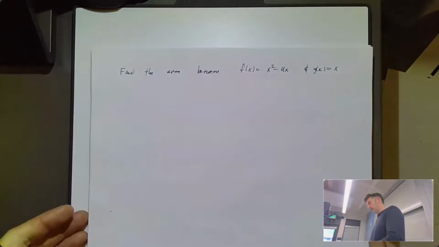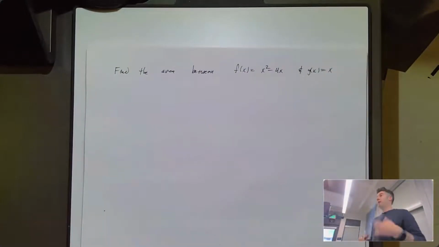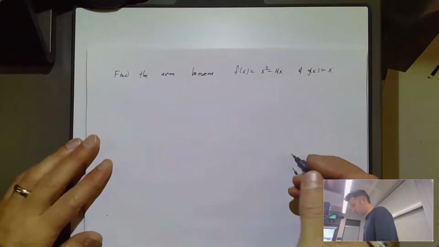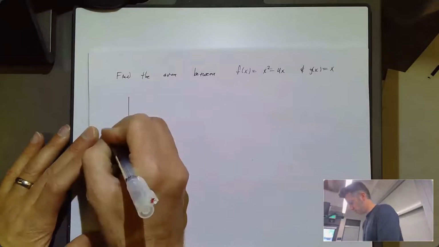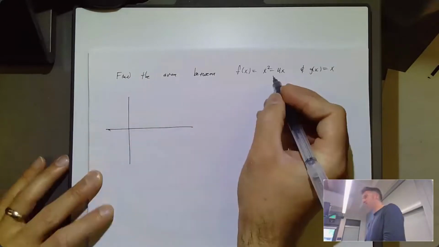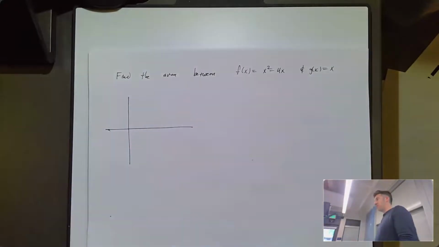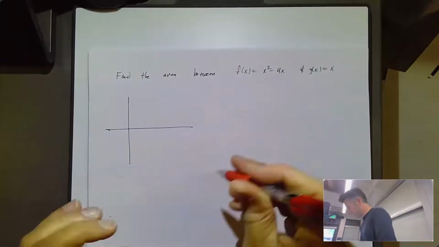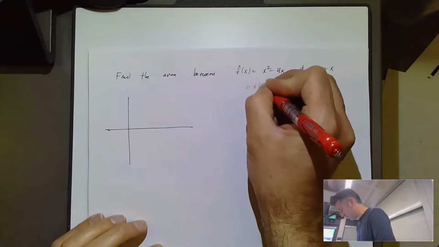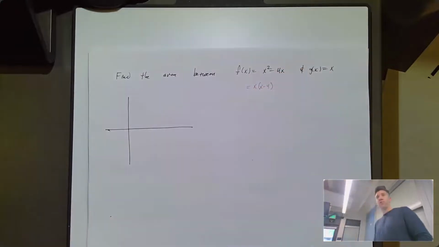And although, again, I say this all the time, you don't typically have to draw a picture, but it's also kind of nice to draw a picture. So let's draw a picture. X squared minus 4x, I know is a parabola. I know it opens upwards. And if I factor it, I can see that the intercepts are going to be 0 and 4.